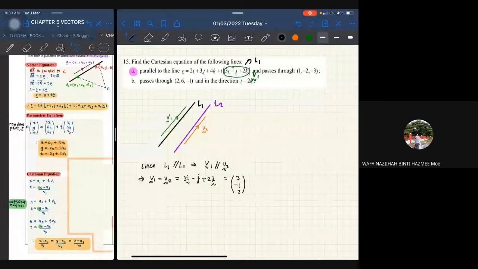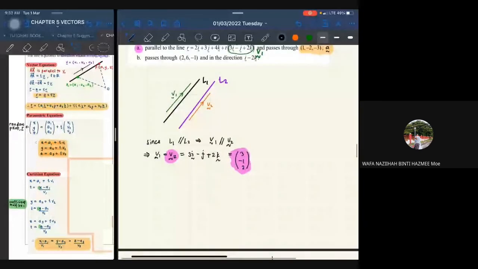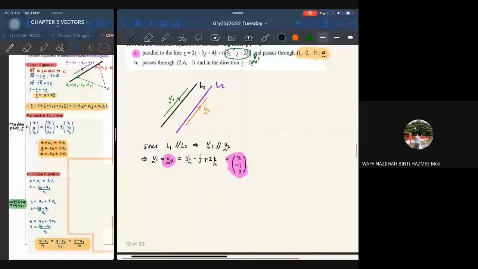Okay, settle. So awak dah ada dia punya V, and then you have the fixed point juga. So this is your V, and then your fixed point is this one. This is your E. Okay, so I write here it's your E. Okay, so masukkan saja ke dalam formula. So you will have r.